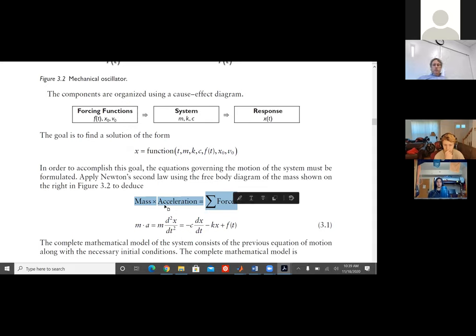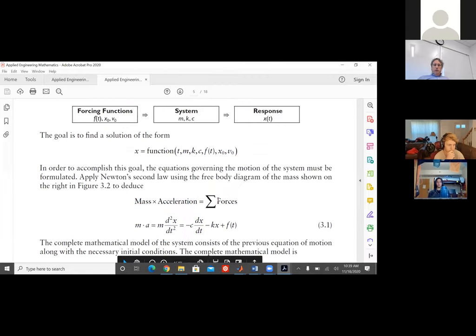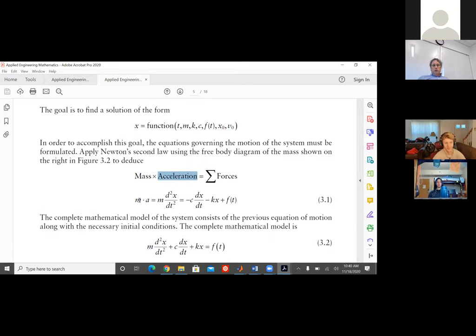The great Isaac Newton said that the momentum of an object stays the same in the absence of an unbalanced force. But the mass times the acceleration changes if there's an unbalanced force. As a matter of fact, it equals the sum of the forces. So if you have an object with a constant mass, that means the acceleration changes according to the sum of the forces. So mass times acceleration, there it is.